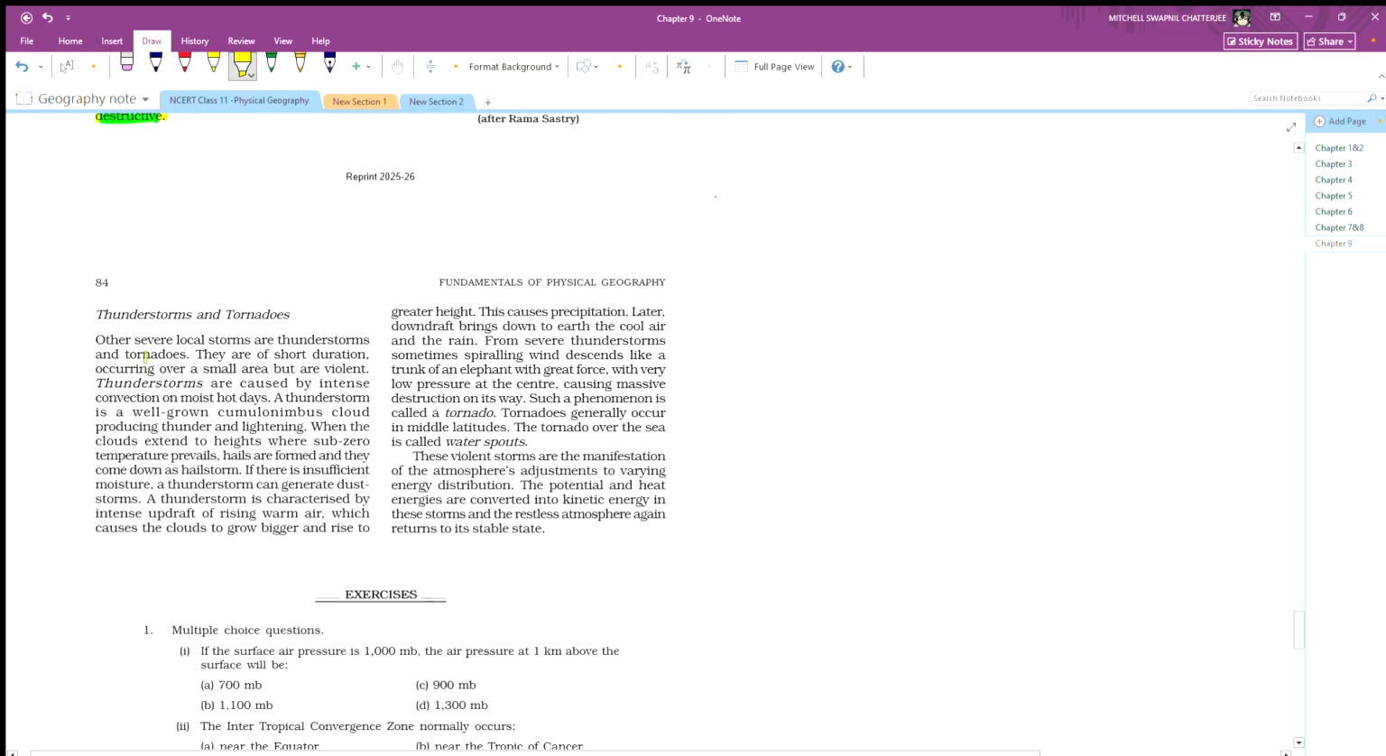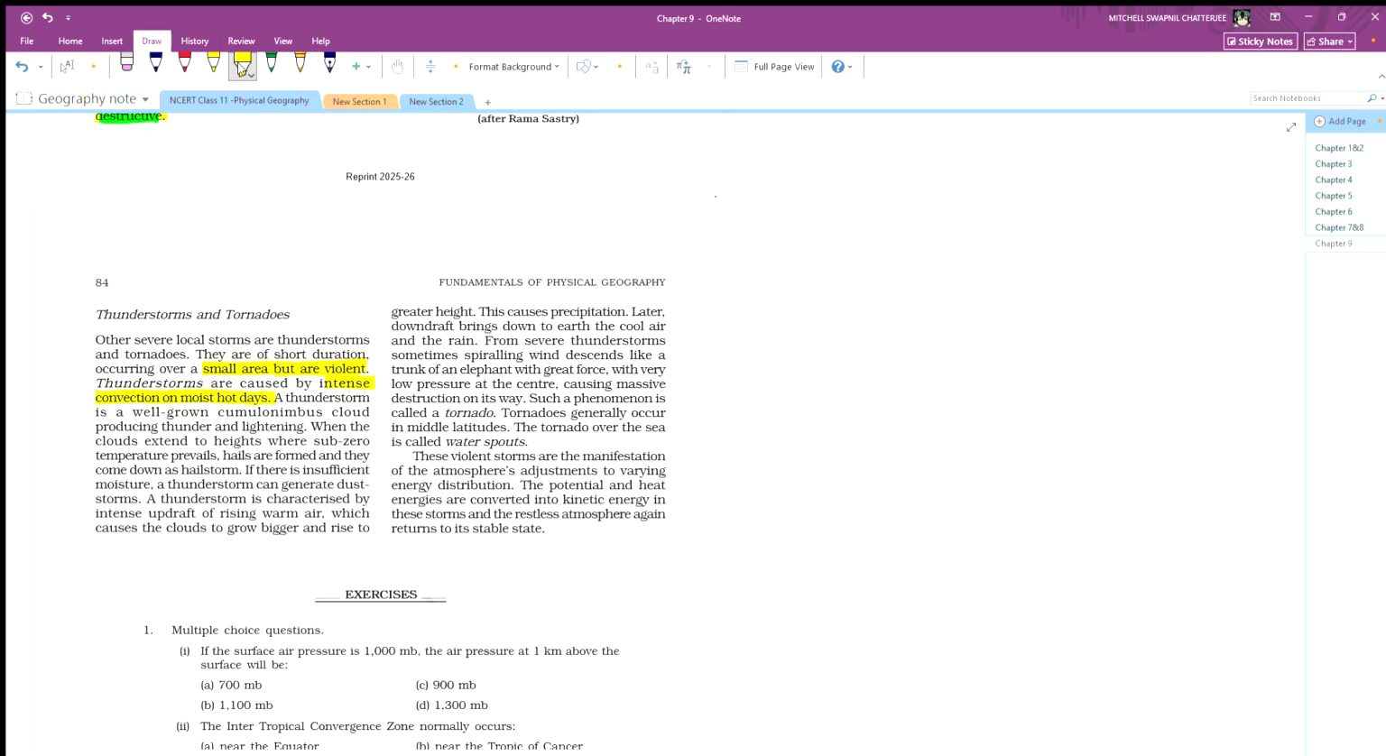Thunderstorms and tornadoes. Other several local storms are called thunderstorms and tornadoes. They are of short duration, occurring over a very small area but very violent. Thunderstorms are caused by intense convection on a moist hot day.